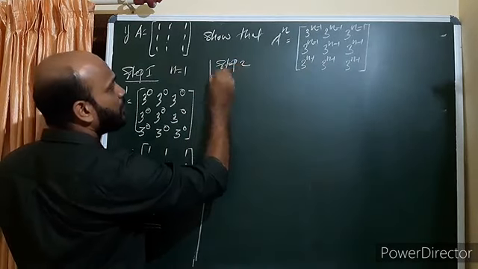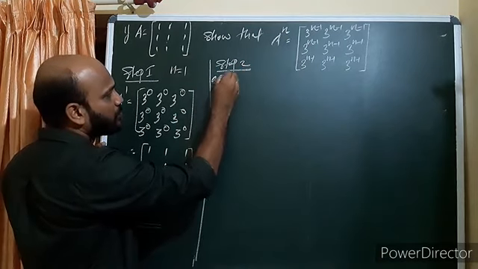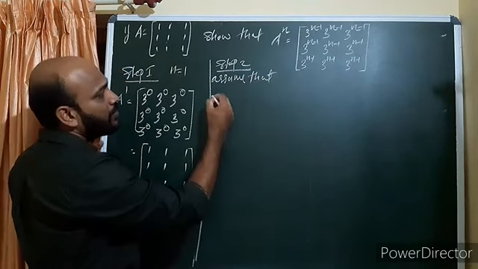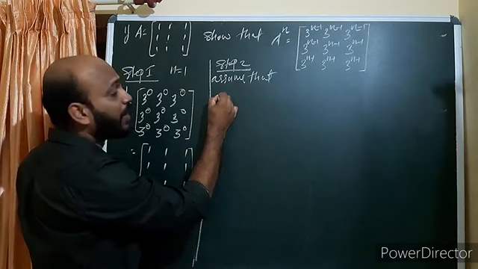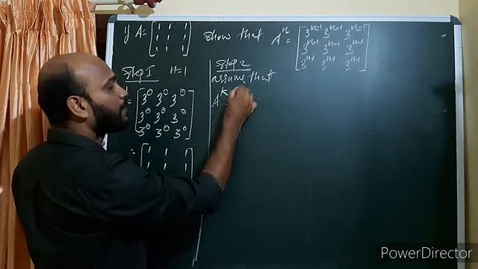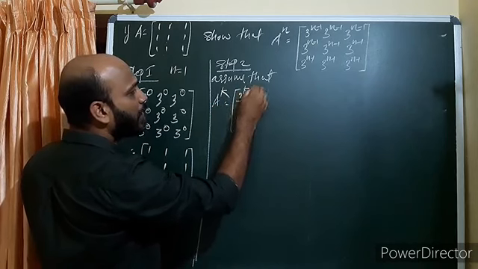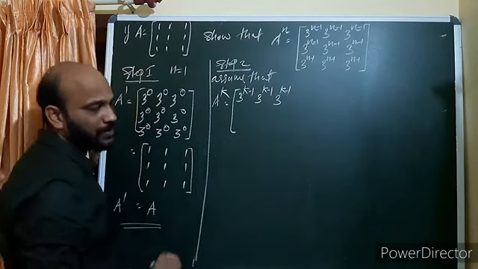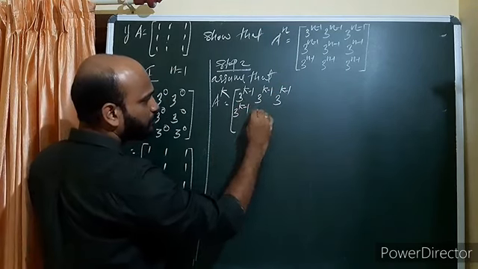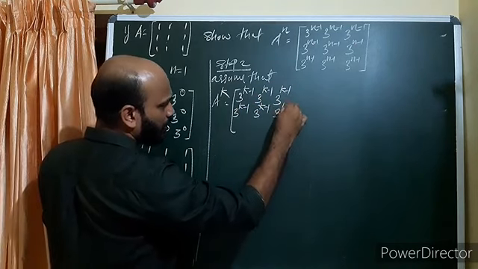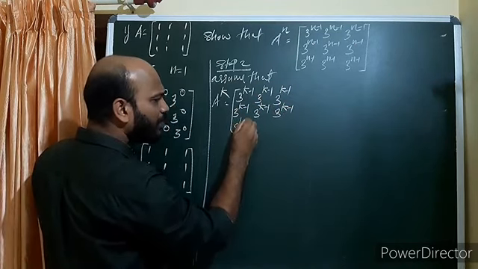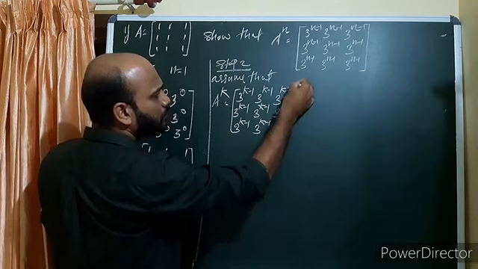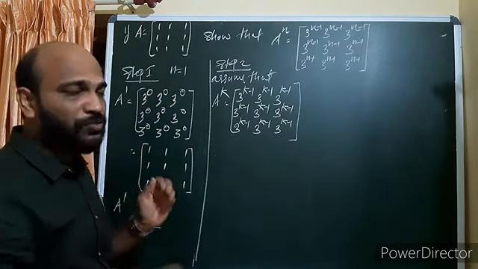What is step 2? We have to assume that the result is true for n equal to k. That means when n equal to k, left hand side will be A raised to k, that is equal to a matrix with all elements 3 raised to k minus 1. First row, second row, third row, all elements will be 3 raised to k minus 1. We assume that the result is true for n equal to k.